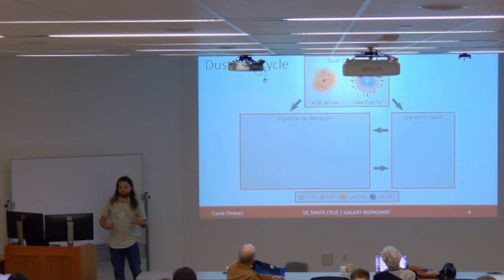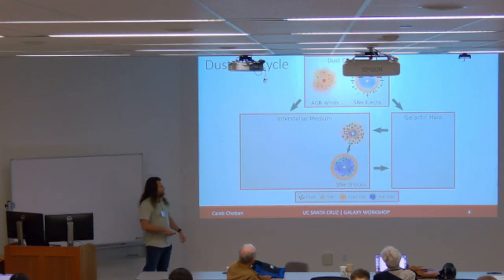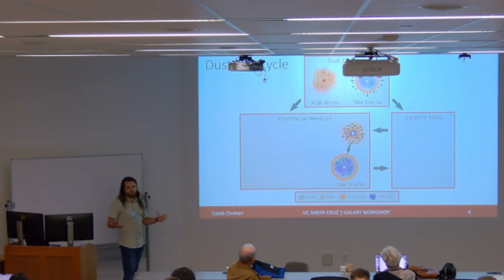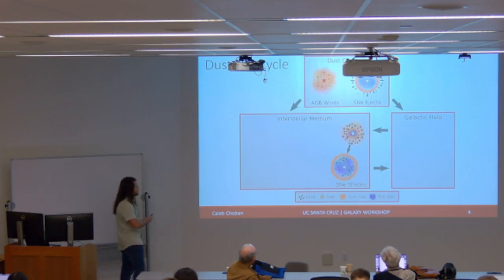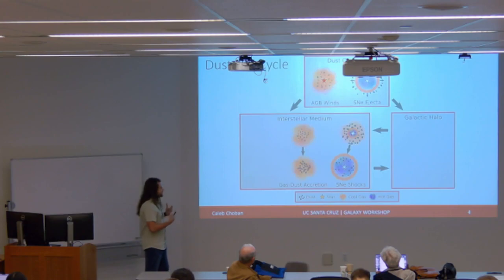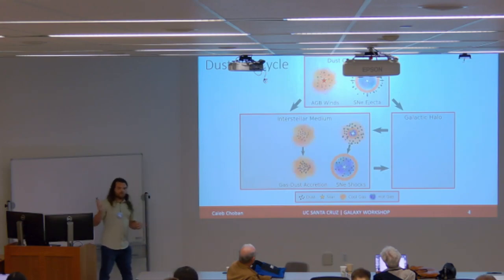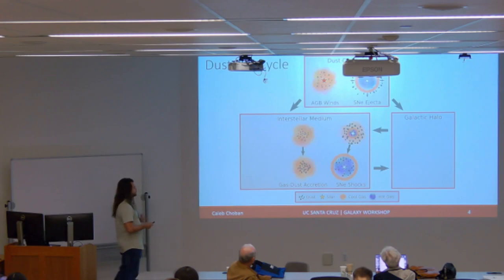When our dust is hanging around in the interstellar medium, it can be destroyed by supernovae shocks. This is just a propagating shock wave. It's shocking the gas and destroying the dust as it travels through the ISM. This is believed to be the main destroyer of dust in a galaxy. Dust can also grow in dense regions of a galaxy via gas-dust accretion, where you just have these low-energy gas-phase metals colliding with the dust grains, sticking to them, growing them over time. This is believed to be the main producer of dust mass in the galaxy.